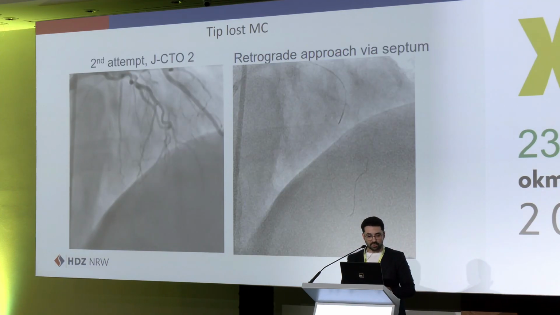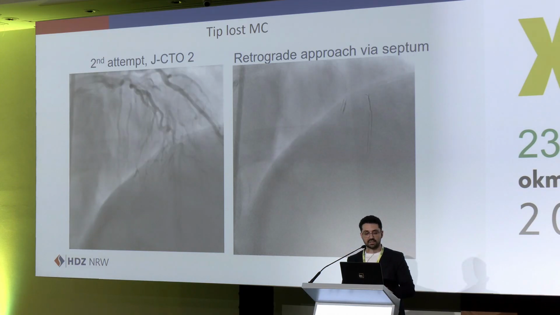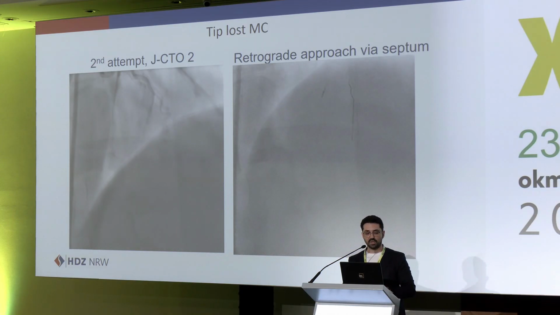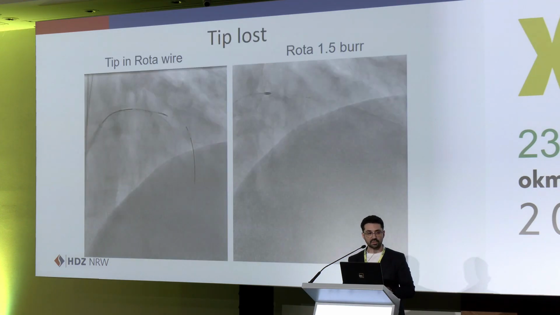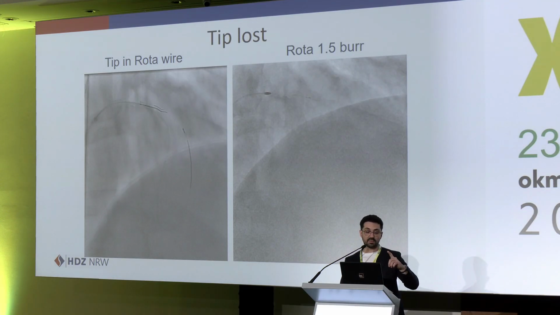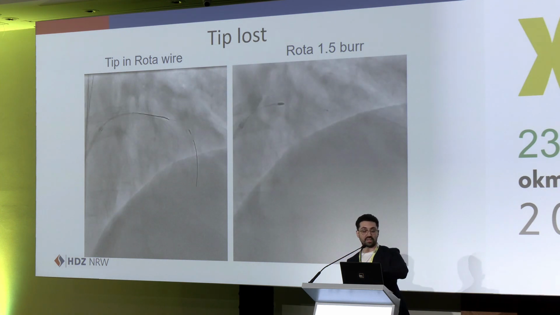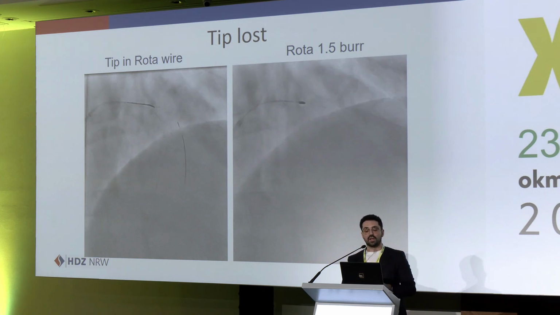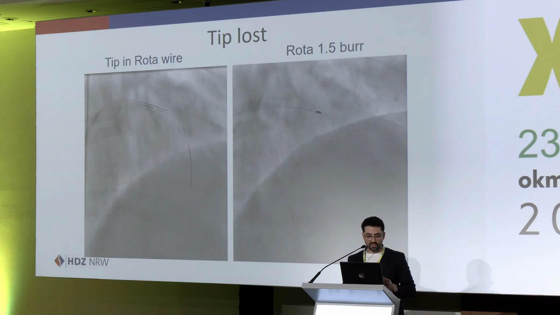So again, one more case. It's an LAD ipsilateral CTO PCI. I came into the LAD, but while pushing the microcatheter retrogradely, I also lost the tip here. And you see, I try with the wire to get into the tip antegradely, because once I get into the tip, I will be in the true lumen also, which I created from retrograde. And it was possible to get into that lost tip.